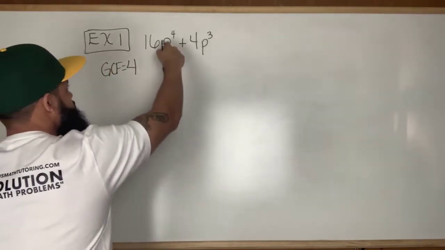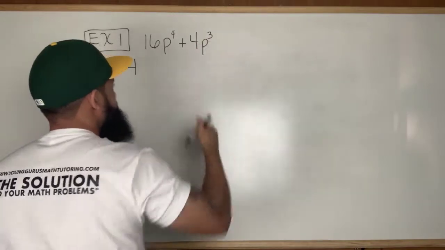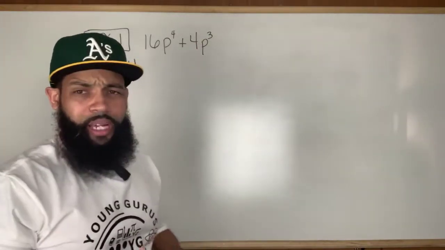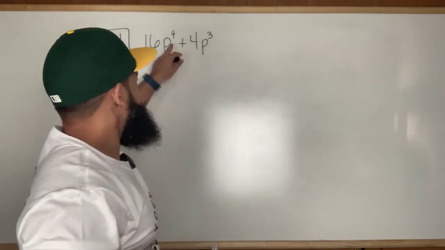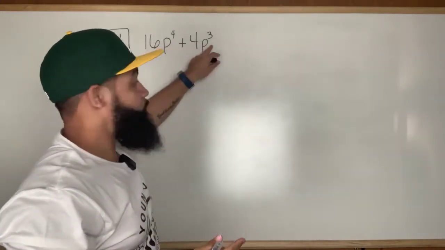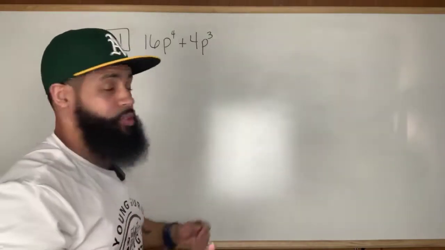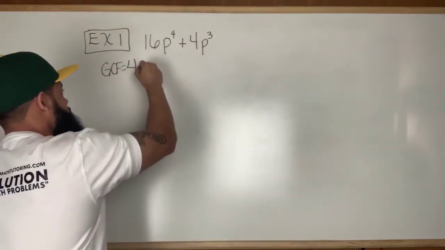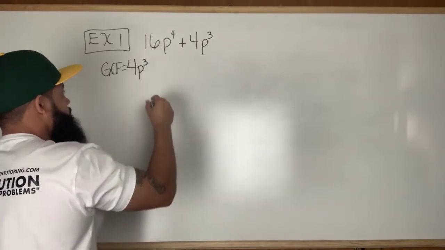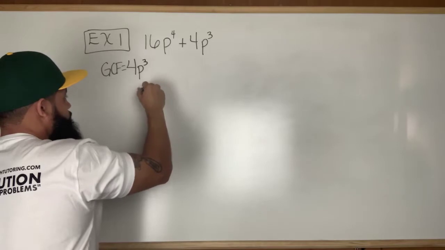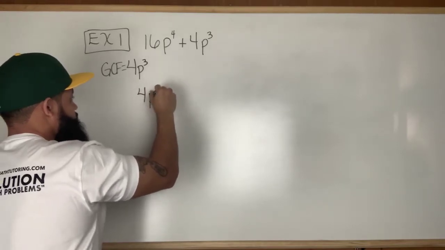equals 4, and then p to the fourth power and p to the third power, you always want to take the smaller exponent. The way I like to explain this is that this has 4 p's, but this one only has 3 p's. So I can only take out 3 of them in common. So if I have the greatest common factor of 4p to the third power, I'm going to write that on the outside of the parentheses.